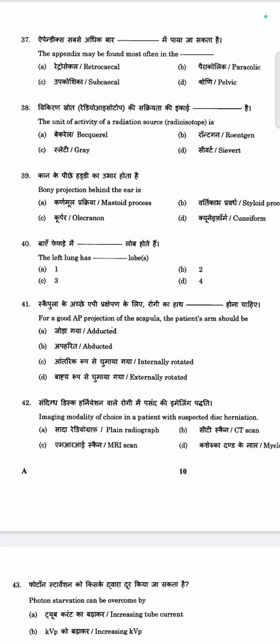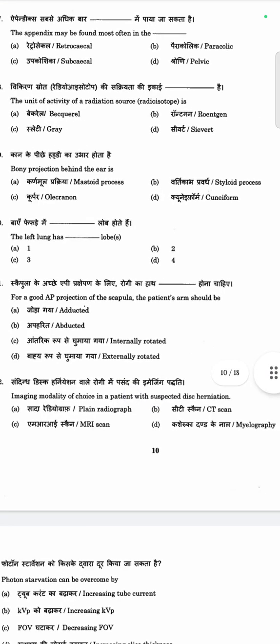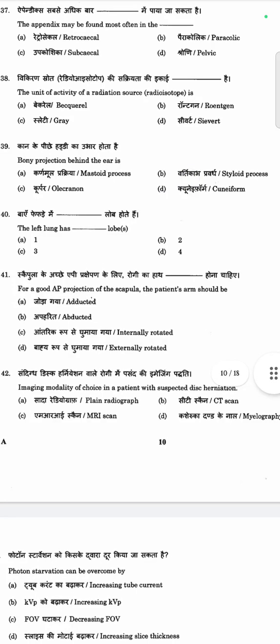Bone projection behind the ears: mastoid process, olecranon process, styloid process, or cuneiform. Everyone knows the olecranon process is in the upper limb, the mastoid process is at the ear, and the styloid process is at the ulna. Only the olecranon process is ossified in the ulna or radius nearby, but the mastoid process is behind the ear. So the correct answer will be B.